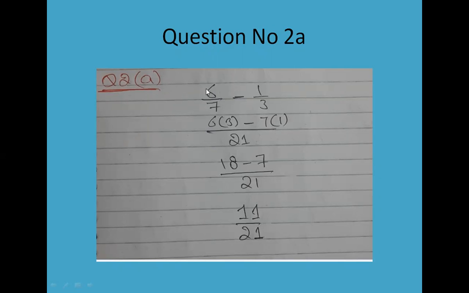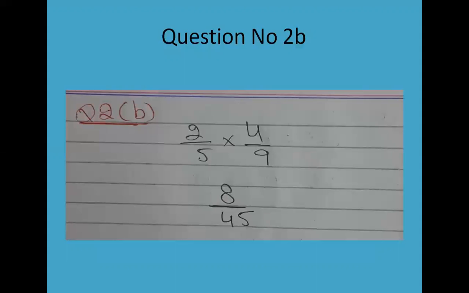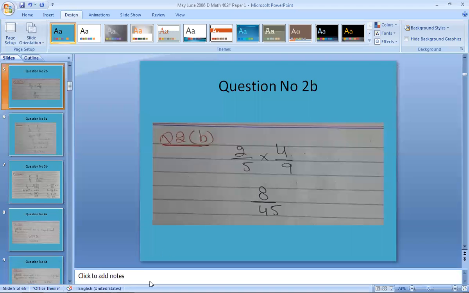So whatever the answer comes, just multiply it with the numerator there. So 6 into 3. LCM divided by this denominator, whatever the answer comes, that multiplies with this numerator. So 7 into 1. So you will have 18 minus 7 divided by 21, and that will be 11 by 21. Okay, so the question number 2B part is 2 by 5 multiply 4 by 9. Here the numerator multiplies with the numerator and the denominator multiplies with the denominator. So 4 2s are 8 and 5 9s are 45. So this is how you do this question number 2.